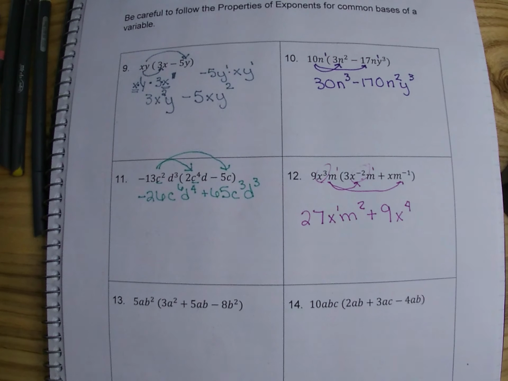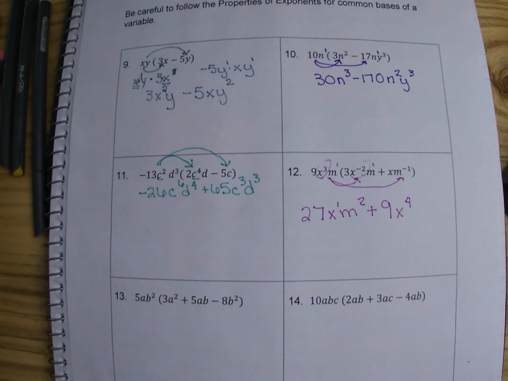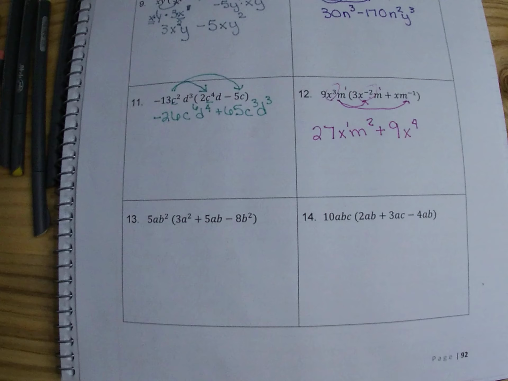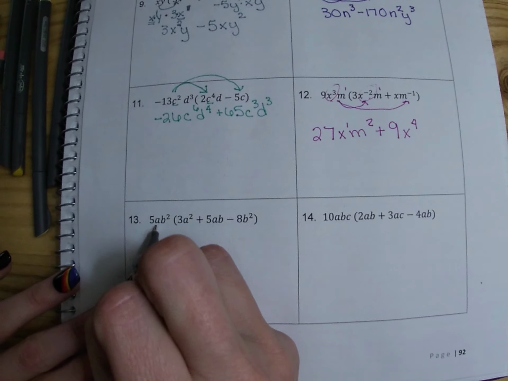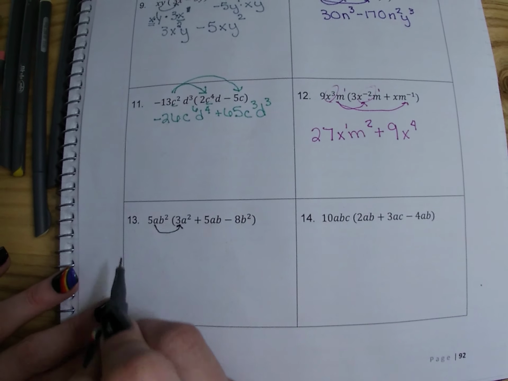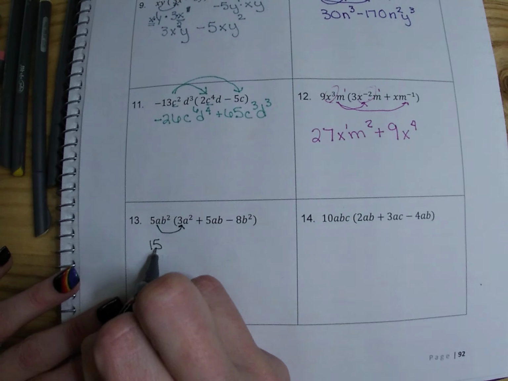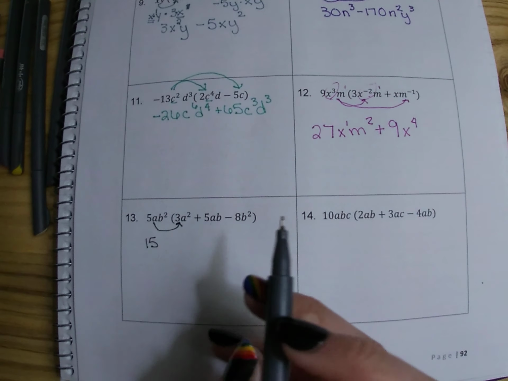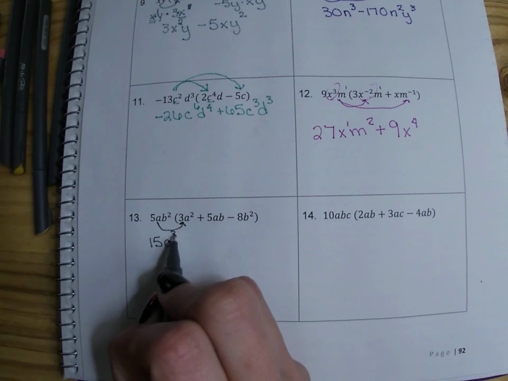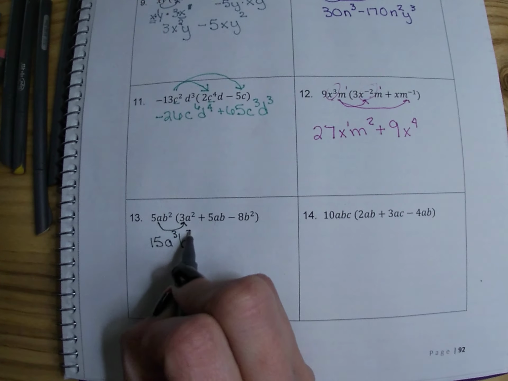Okay, if we look at number 13, we are going to distribute a 5ab squared, and now we are distributing it to 3 terms, a trinomial, but that's okay. We're just going to go one chunk at a time. So we're taking this 5ab squared times 3a squared. So 3 times 5 will give us a 15. And then again, we will start adding exponents. So 1 plus a 2 will give us a 3. There's no b, so that b just comes along.